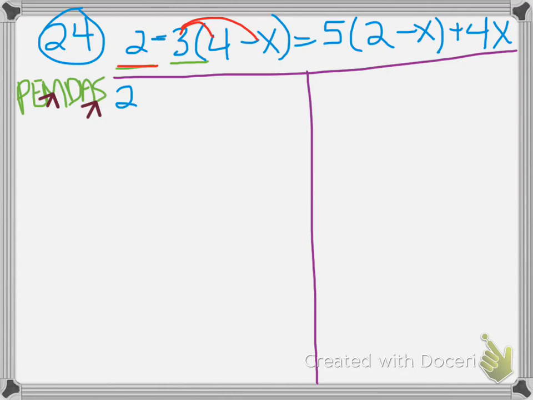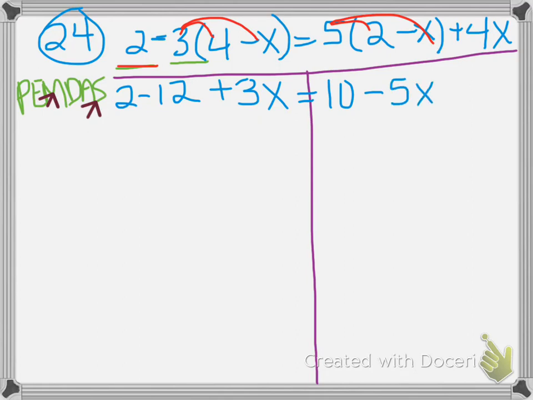So we have a negative 3 times 4 is negative 12. Negative 3 times negative x is going to give us a positive 3x. On the other side, there's only a 5 right here in the front, so we don't need to worry about anything else other than distributing across to both. 5 times 2 is 10. 5 times negative x is negative 5x. We're not carrying this 5 all the way over. We're just going to bring down plus 4x.